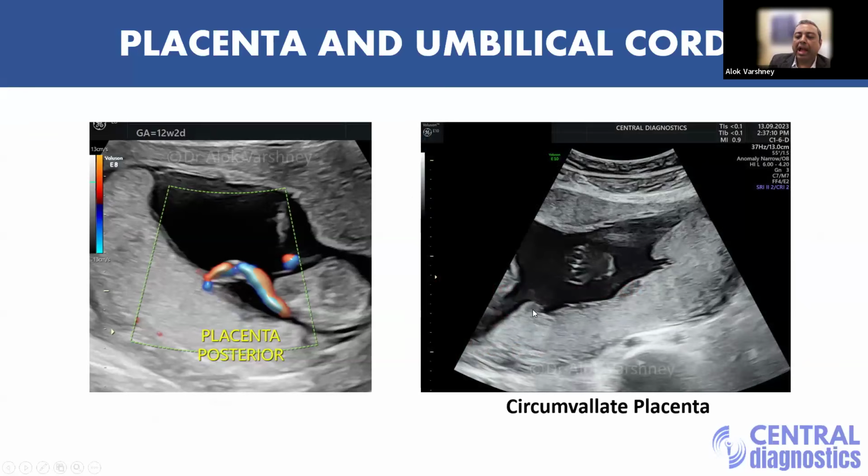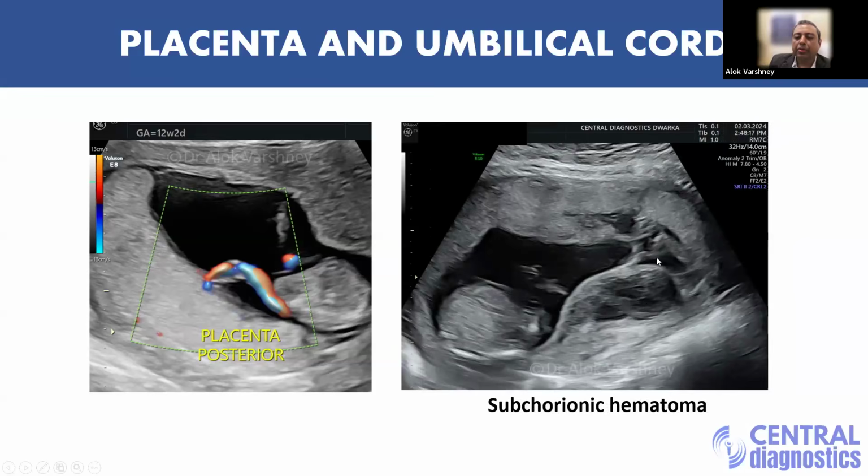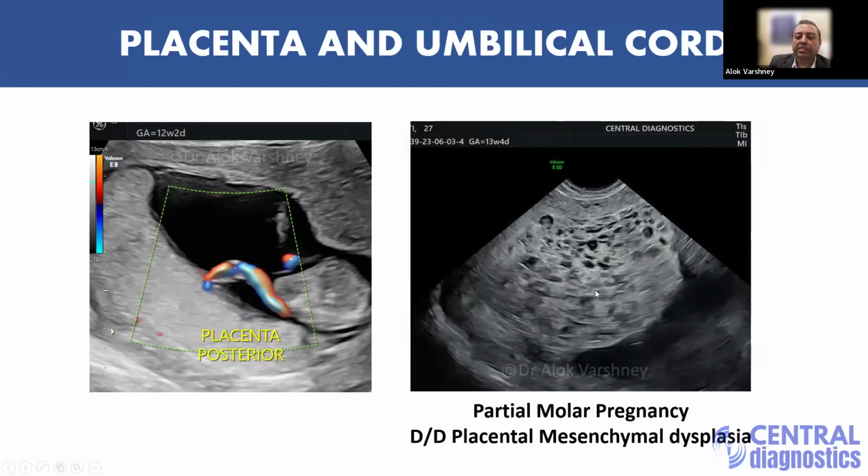So we can have morphological abnormalities like this. That's the rolled up edges of the placenta, circumvallate placenta. Again, much easier to see in the first trimester than in second or third trimester, because in the second or third trimester, the placenta stretches and we lose this rolled up edge appearance of the circumvallate placenta. Here we have a subchorionic hematoma, again identifiable in the first trimester.